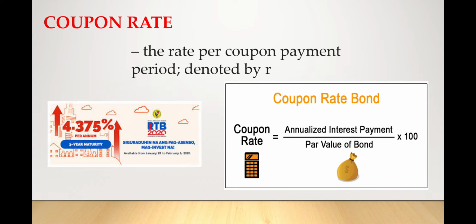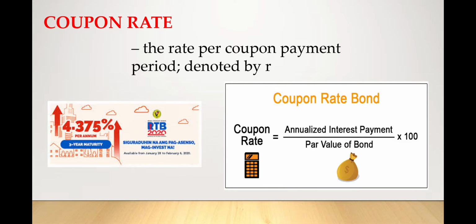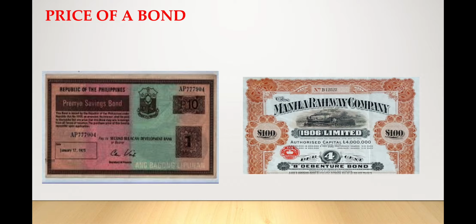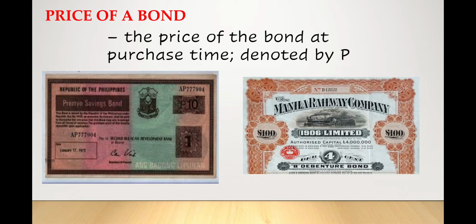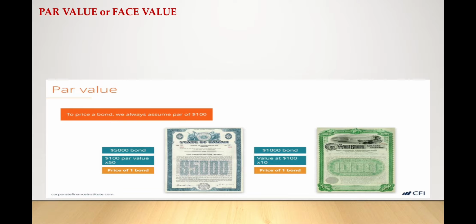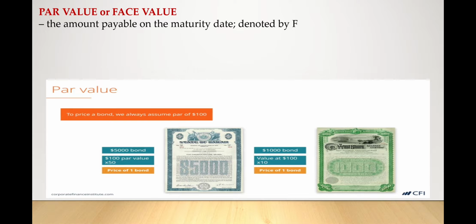So the coupon rate is the rate per coupon payment period, denoted by R. That is, the coupon rate is equal to the annual interest payment divided by the par value of the bond times 100. Then the price of a bond is the price of the bond at purchase time, denoted by P. And the par value or face value is the amount payable on the maturity date, denoted by F.